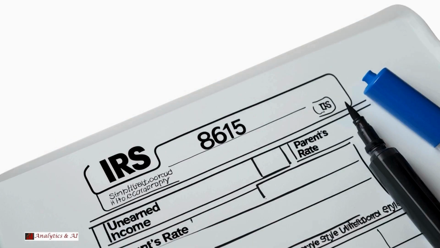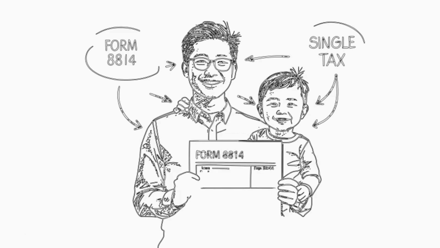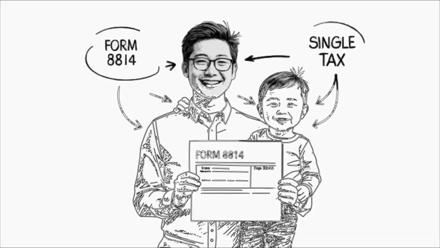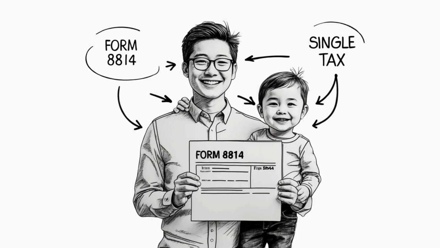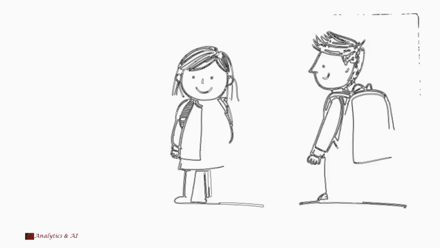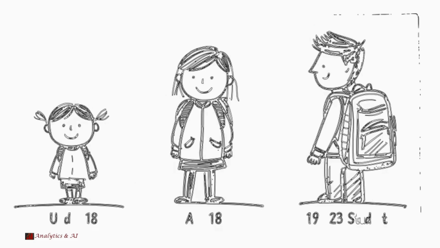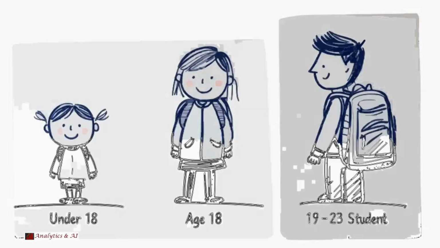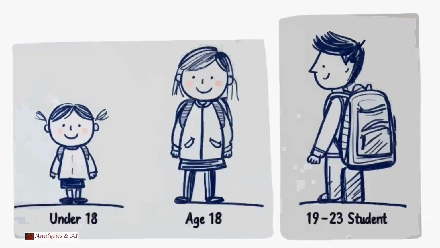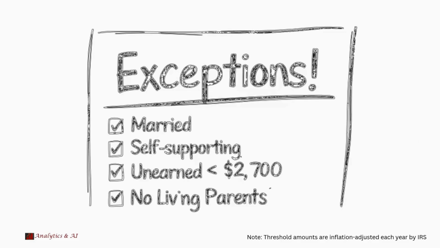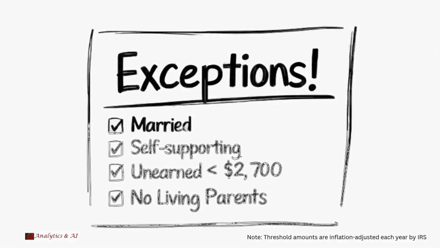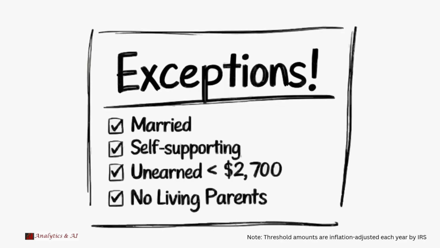Alternatively, parents can elect to include the child's unearned income, interest, dividends, and capital gain distributions, on the parent's return using Form 8814. This may simplify the filing, as the child may not need a separate return, but it can increase parents' taxable income. In summary, to qualify for the kiddie tax, the child must meet age and support rules: under 18, or up to 23 as a full-time student not supporting themselves. If your child is married, self-supporting, or earns most of their income from work, the kiddie tax may not apply. The child will use the regular single-filer standard deduction.